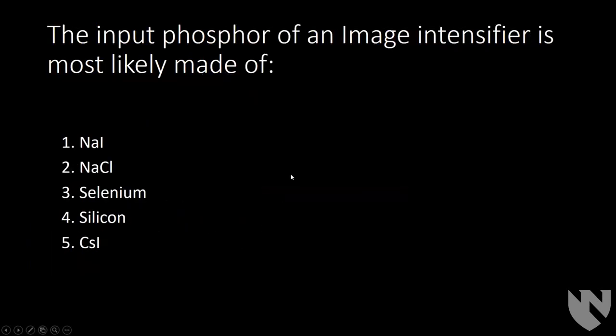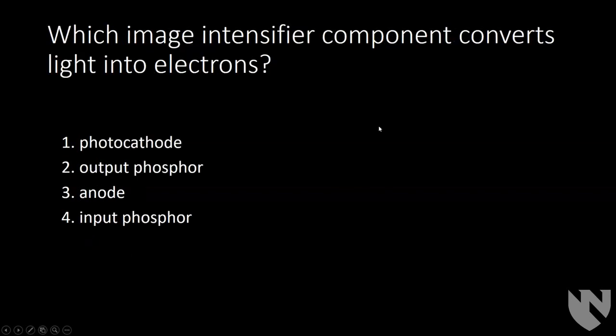So the input phosphor is most likely made of what? I'll let you pause it if you want to think about it. Okay, so it's most likely made of cesium iodide. Image intensifier component that converts light into electrons. What is that? Think about it for a second.